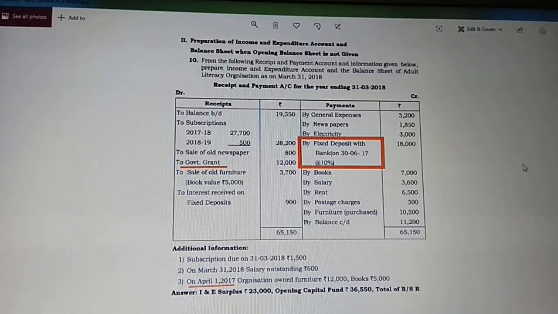And next part, going for your additional information, observe the third point: on 1st April 2017, organization owned furniture, books. This you just keep aside in your mind. Remember this because in this particular thing, we have a small important item or the value of the important item to be considered. So when we are going to go for that, let us discuss.